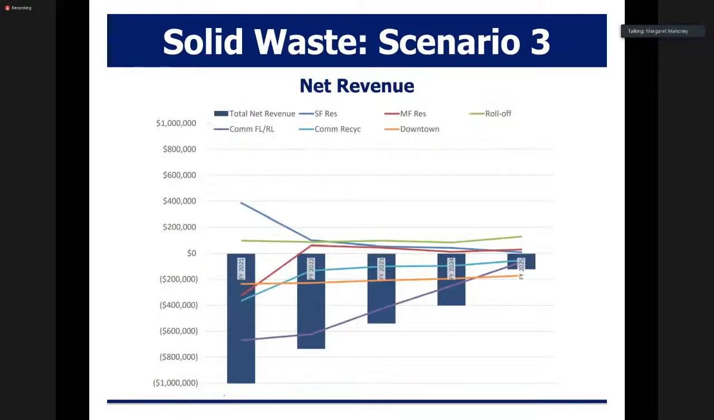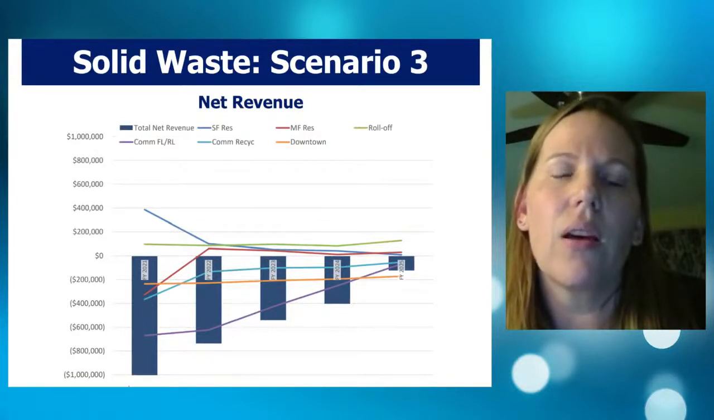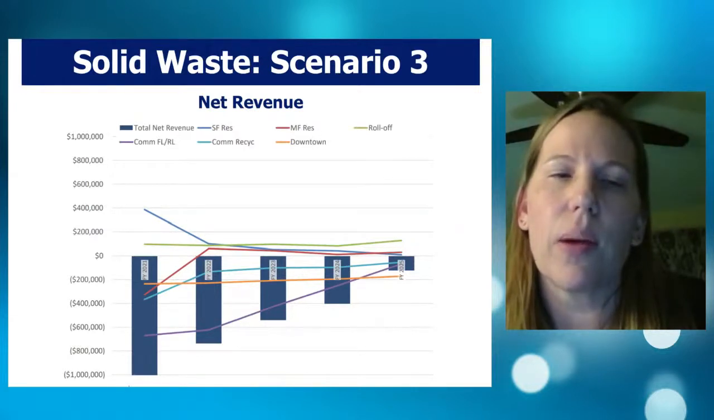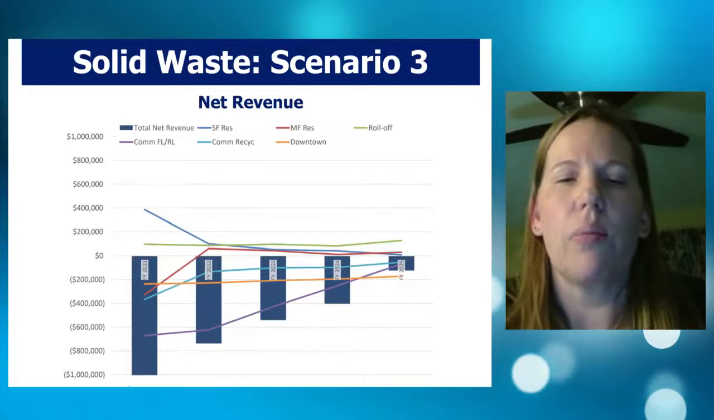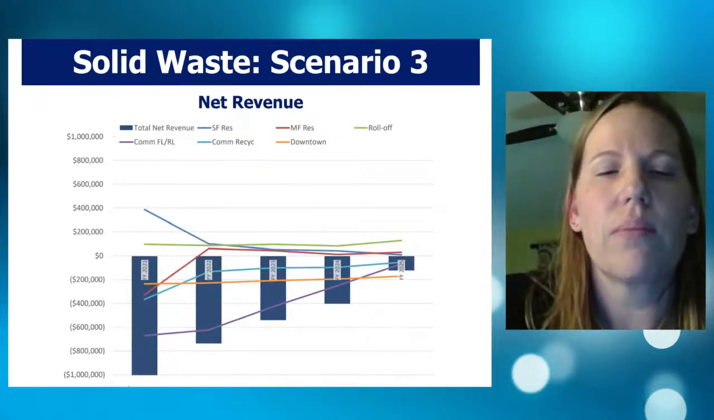So the net revenue in this situation is very similar to the previous slide. However, the blue line for single family residential is much lower. So, you know, that had been over 600,000 with scenario one. With the decrease in revenue, you can see it has dropped now to below $400,000. So you're getting the dip there. The other lines would be very similar to the previous scenario.